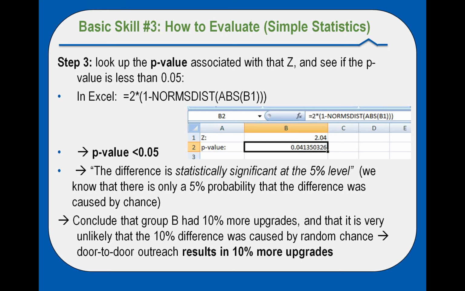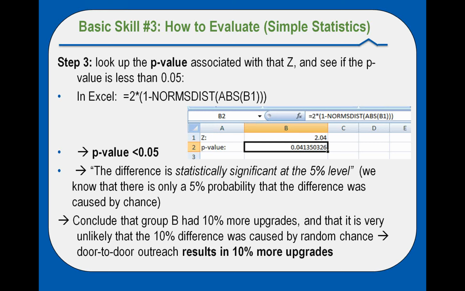Okay, so what that means is that the way that we say that is the difference is statistically significant at the 5% level. And what that basically means is we know that there's only a 5% probability that the difference between those two groups, group A and B, was caused by chance. Okay, so why is 5% the magic number? It's sort of an arbitrary cutoff, but it's what scientists have chosen to signify what constitutes a meaningful difference.